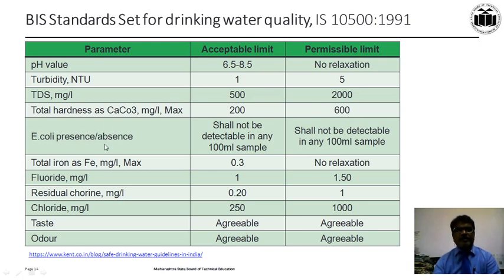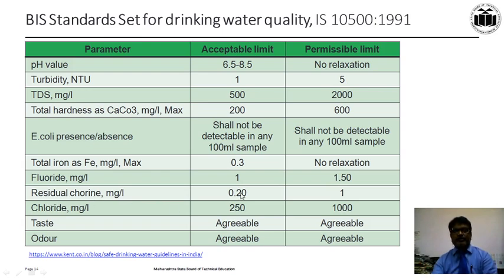E. coli presence or absence. E. coli means fecal bacteria which are present in water shall not be detectable in any 100 ml sample. 0 in 100 ml sample. The same for the permissible limit. Total iron 0.3 mg per liter for both the limits. Fluoride, acceptable limit is 1 and permissible limit is 1.5.